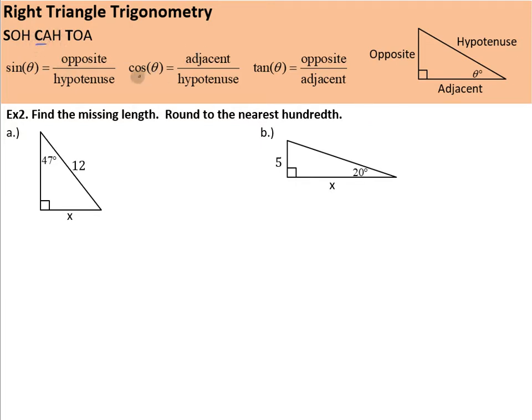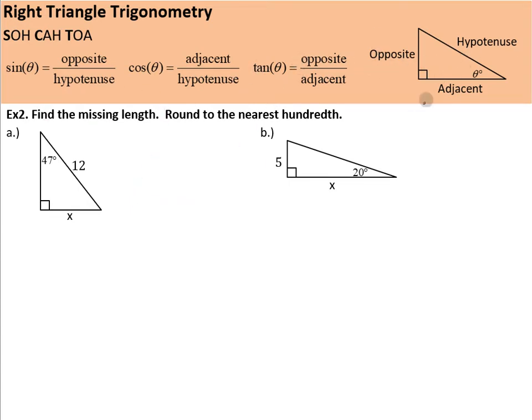Cosine of our angle equals the adjacent, so that's the A, over the hypotenuse, which is the H. So there's our cosine of our angle is the adjacent side over the hypotenuse. And tangent, our third trig ratio, is equal to the opposite over the adjacent. Tangent of our angle is the opposite side over the adjacent side.